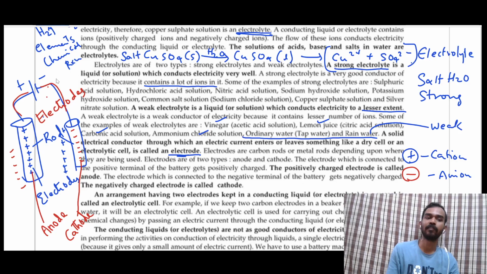Then similarly, negative charge is going to this other electrode. What will be attracted to the negative charge? Positive ions. So cations are going to this negatively charged electrode. Therefore, it is called the cathode.